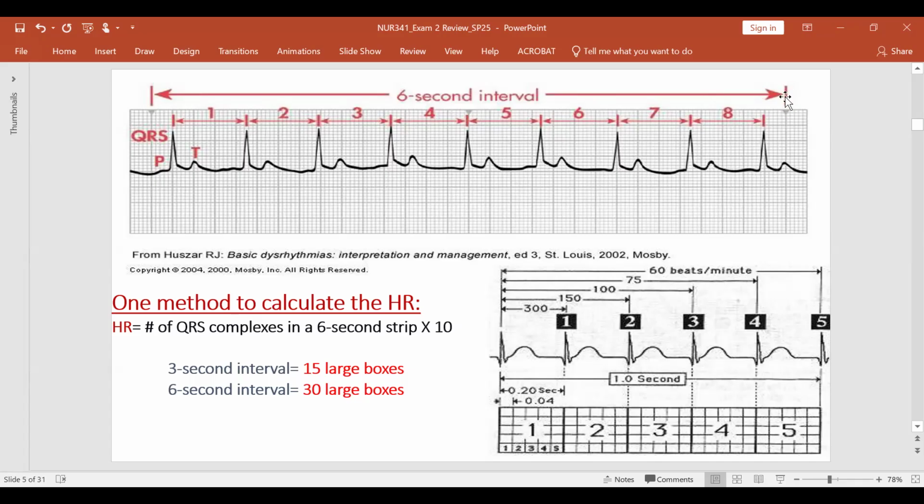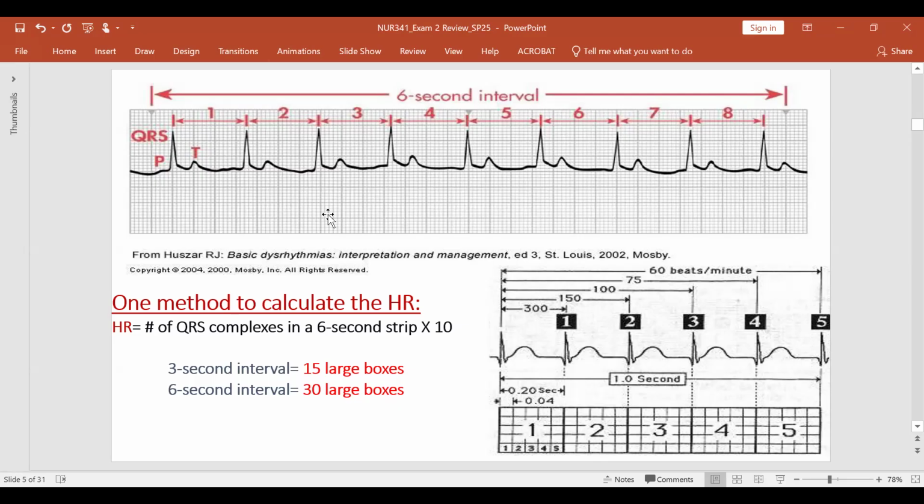So you have to put two dots here at the beginning and the end of the 6-second strip, which is equivalent to 30 boxes. Then you find out how many cycles or R cycles, like 1, 2, and then you keep going, counting these cycles, and then you multiply by 10. I know that some have said R waves times 10, but most textbooks go with cycles times 10. So this book belongs to that theory of cycles, not R waves times 10. So that will be your heart rate.